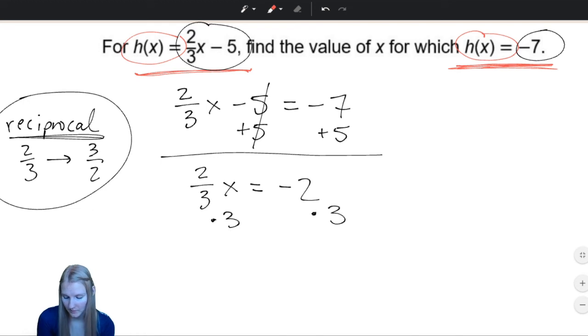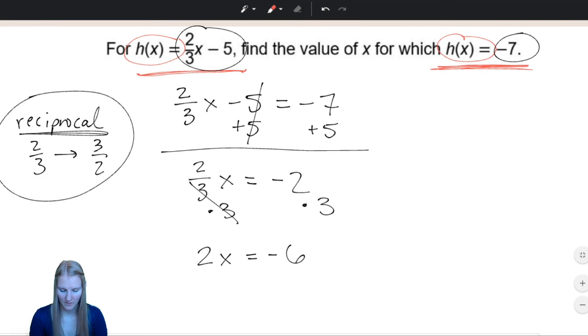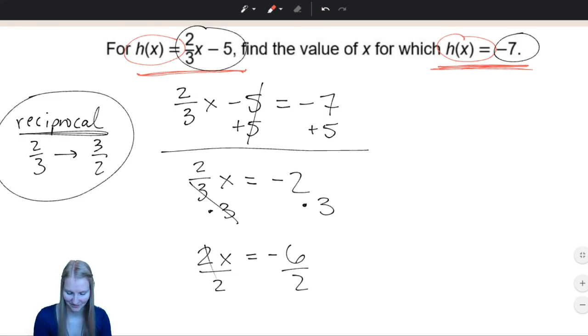Multiplying by 3. So let's multiply by 3 on both sides. That gets rid of the 3 in the bottom. And I have 2x equals -6. Okay, how do I get rid of the 2? Oh, we remember that. Just divide by 2 on both sides. And x equals -3. Oh, wow!